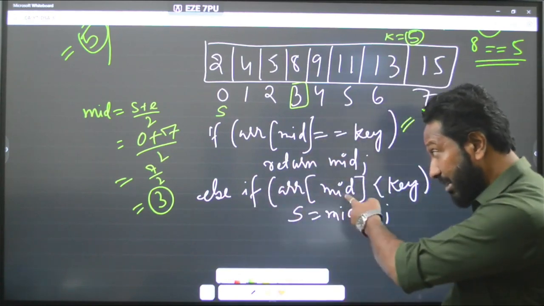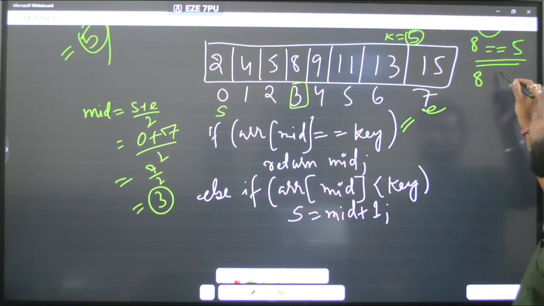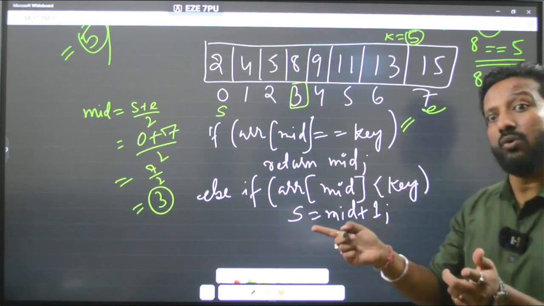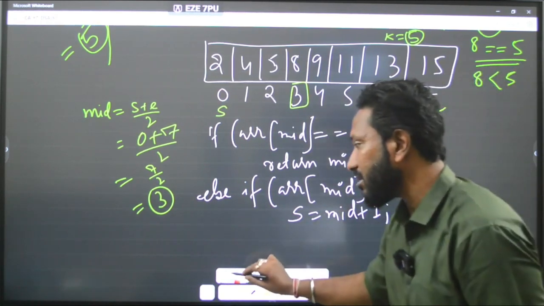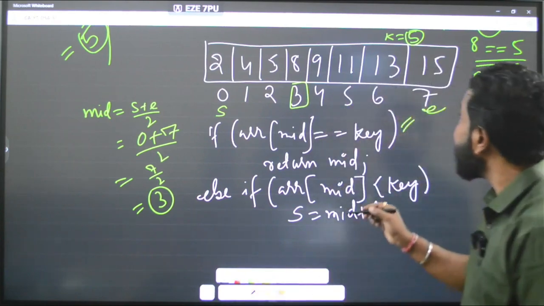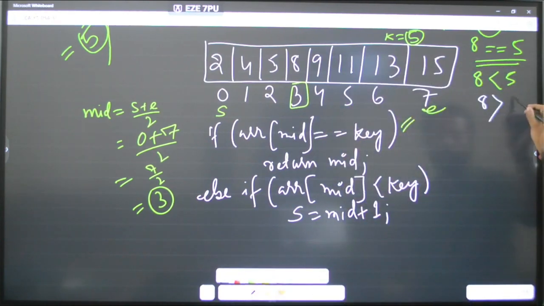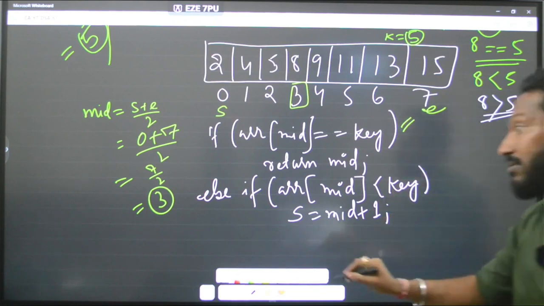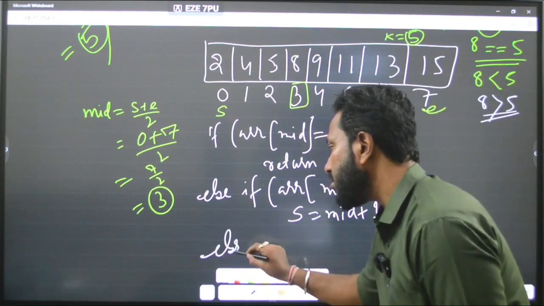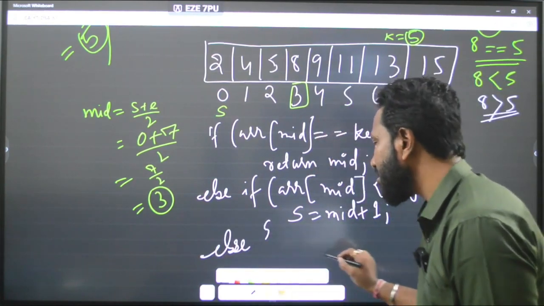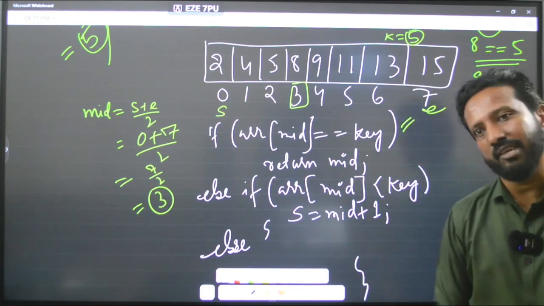Is ARR of mid less than the key? Is 8 less than 5? No. Then comes the last block. Actually 8 is greater than 5, right? This is true, so now it will go to the else part. Else what? Tell me.